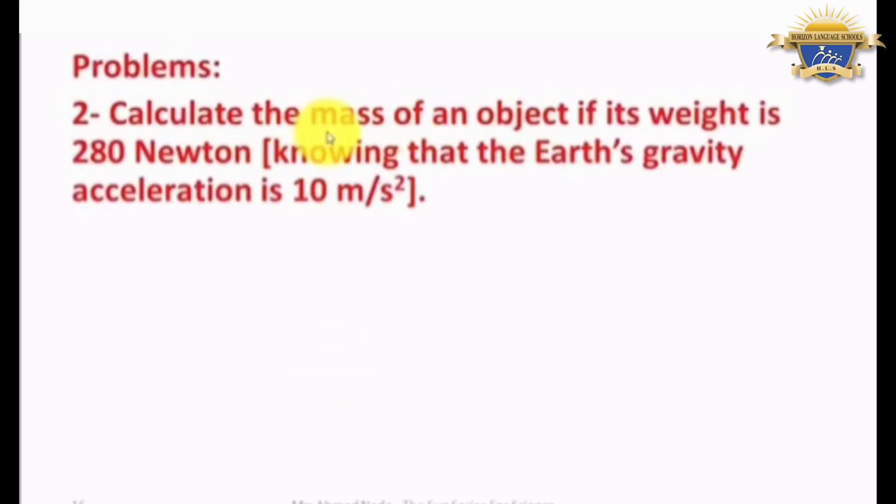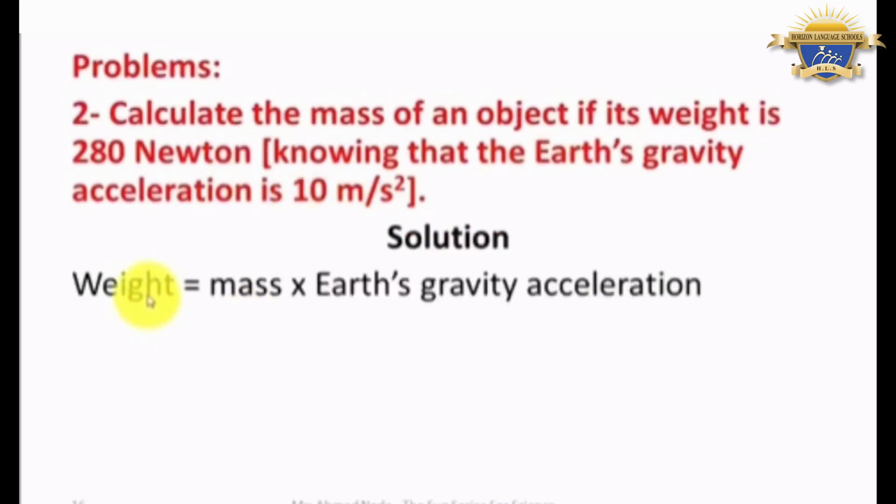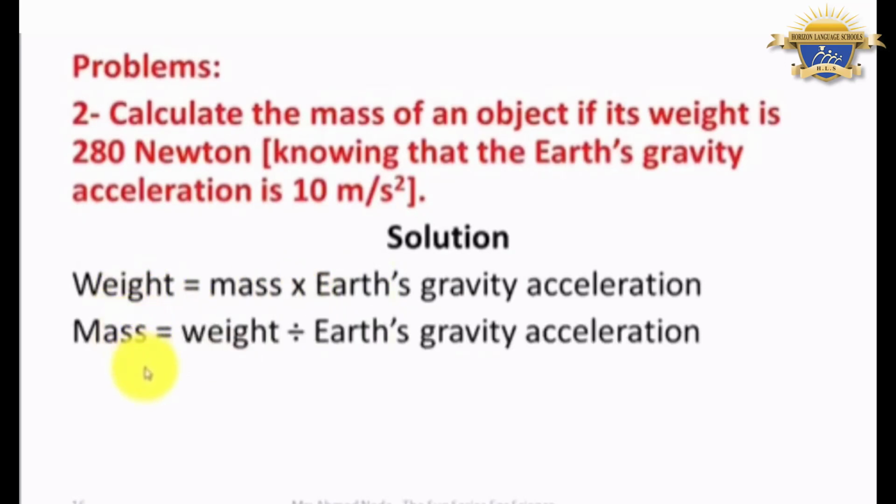Problem number 2: calculate the mass of an object if its weight is 280 Newton, knowing that the Earth's gravitational acceleration is 10 meters per second squared. Solution: the relation is weight equals mass times Earth's gravitational acceleration, but we need the mass. So mass equals weight divided by Earth's gravitational acceleration, equals 280 divided by 10, equals 28.